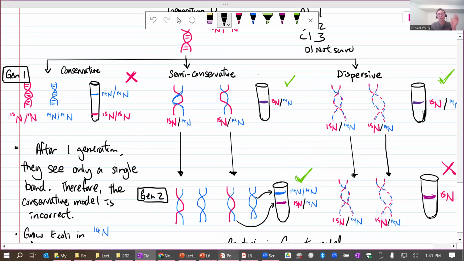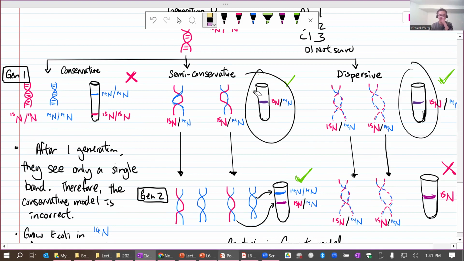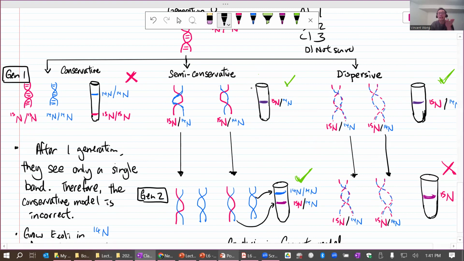After one generation, they only saw one band, so it could only have been the semi-conservative or the dispersive model. They did not see two bands. That's why they rejected the conservative model, right? That's what I'm trying to tell you. Oh, I see. Thank you.